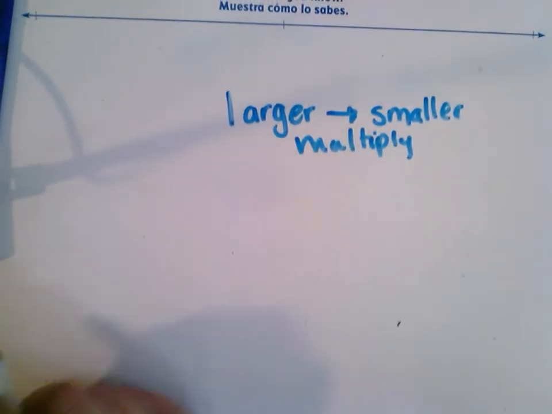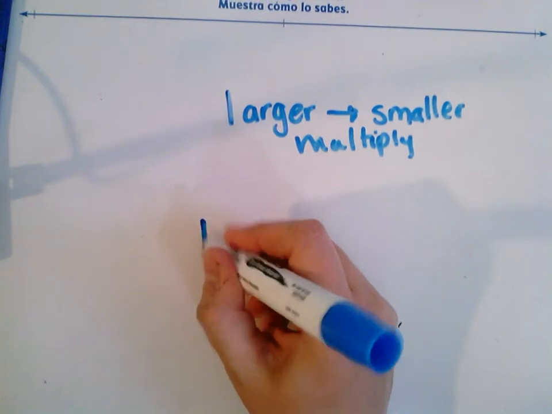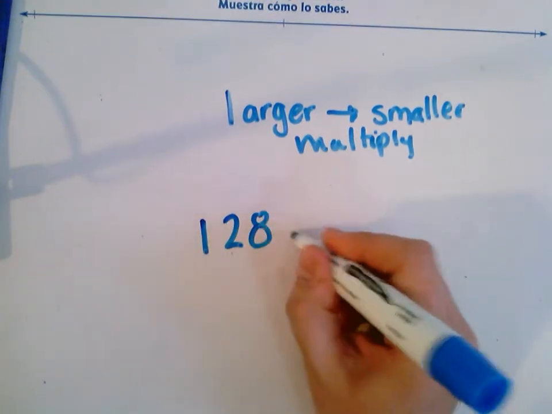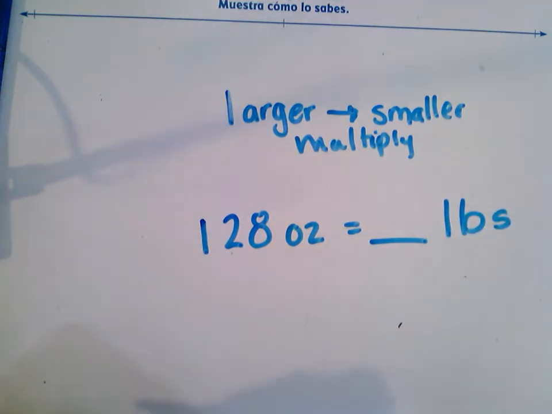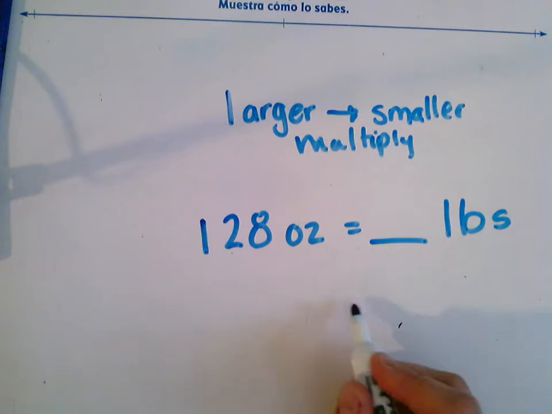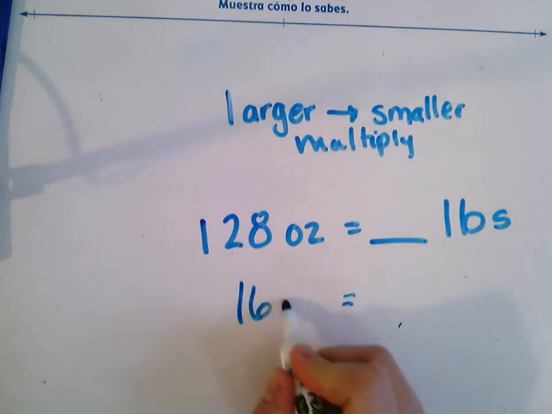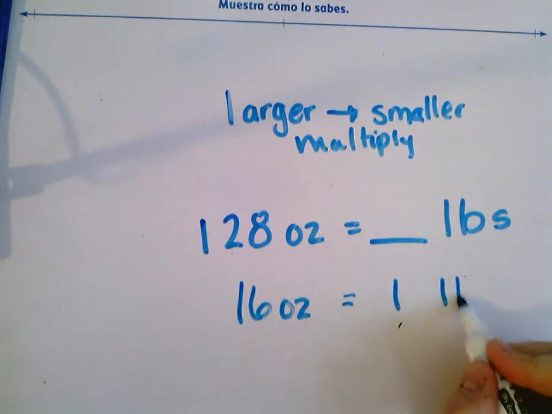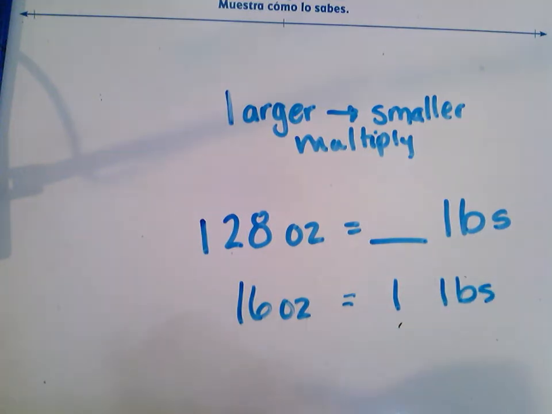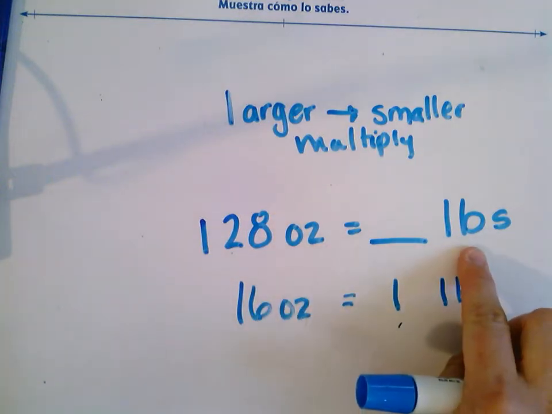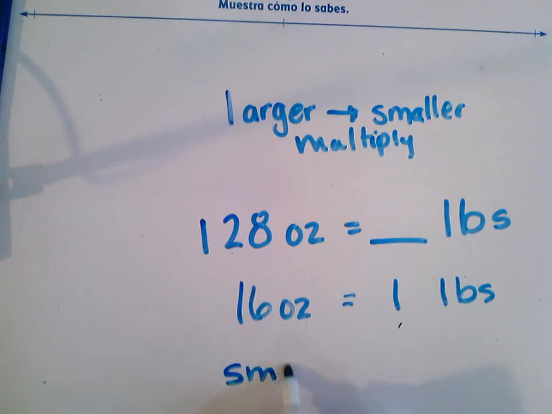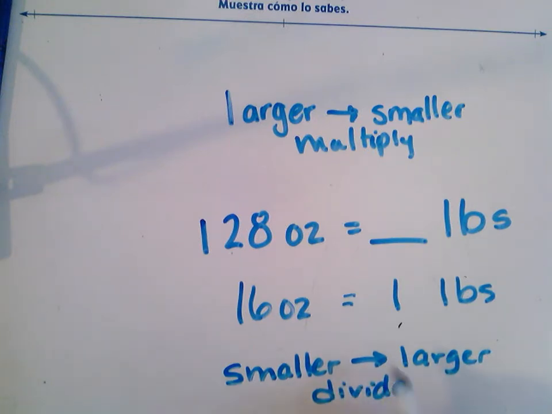Okay, what if they gave me the ounces? What if they said, 128 ounces is equal to how many pounds? Well, now I know that 16 ounces is equal to 1 pound. I know the smaller unit. I'm trying to find the larger unit. So if I know the smaller one and I'm trying to find the larger unit, I'm going to divide. I'm going to divide to find the answer.